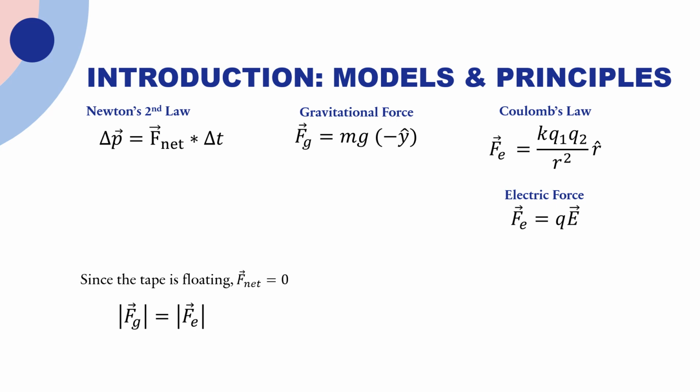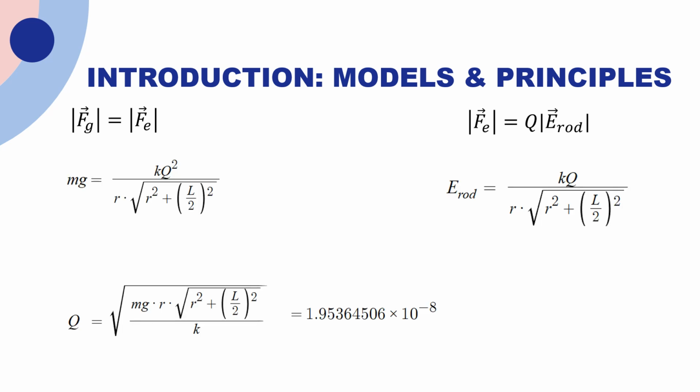and the force of gravity is then equal to the electric force. We can use that to set the electric force equal to Q times the electric field of a rod, which is KQ over R times the square root of R squared plus (L over 2) squared. And then set that equal to the gravitational force and solve for Q, which I found to be 1.953 times 10 to the negative 8th.